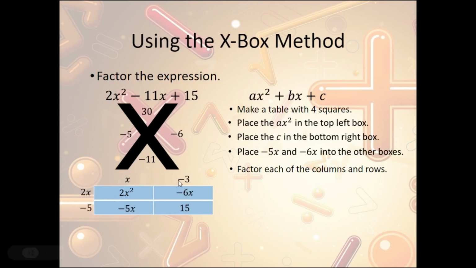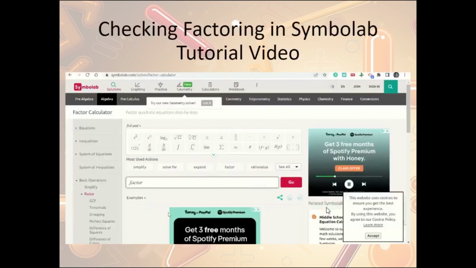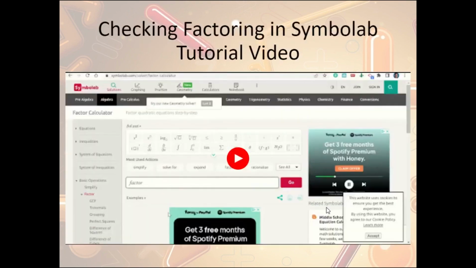So we have x minus 3 and 2x minus 5. And we place those into our solution. So now we have 2x minus 5 and x minus 3 as our answer. Now there's a video here using Symbol Lab to show you how you can check your work with factoring. So go ahead and watch that video.